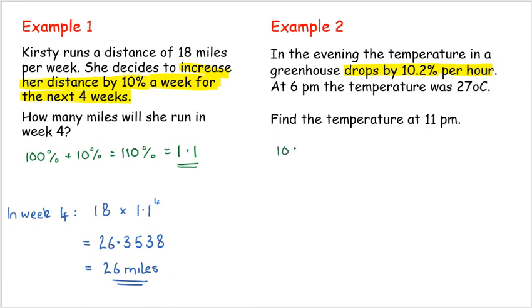So again, to find out our multiplier, we work out what happens to our original amount in terms of percentages. So 100% dropping by 10.2%, which gives us 89.8%. Okay, and then as a multiplier, we divide that by 100 to get it in its decimal equivalent, which is 0.898.